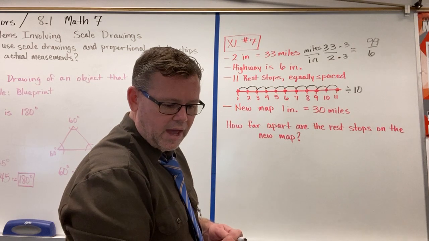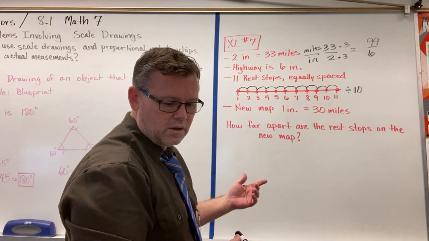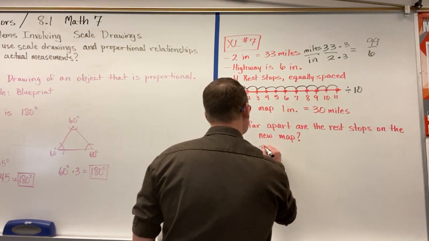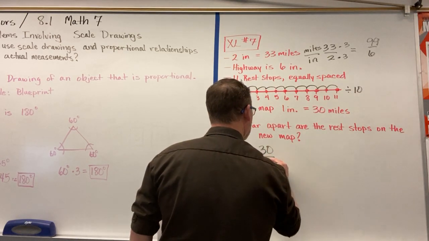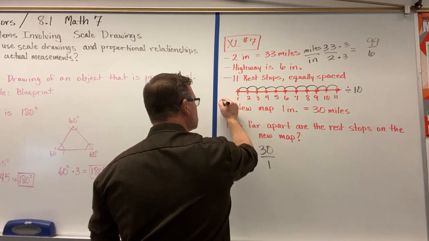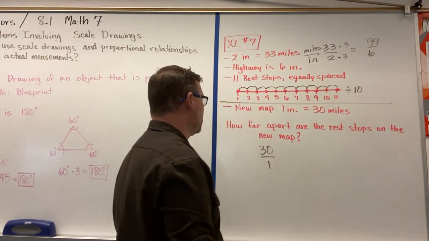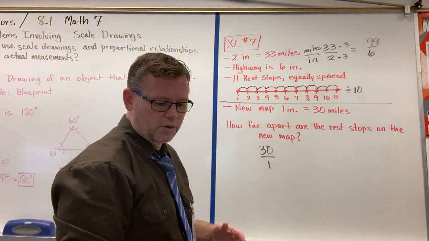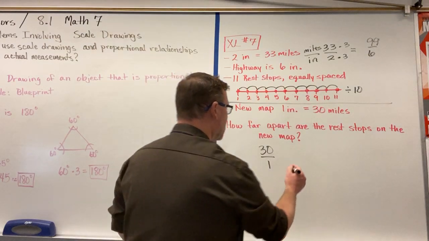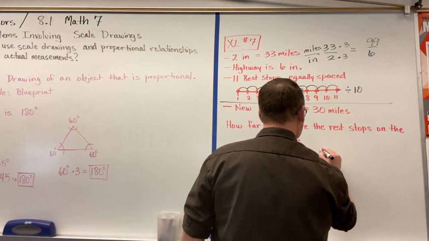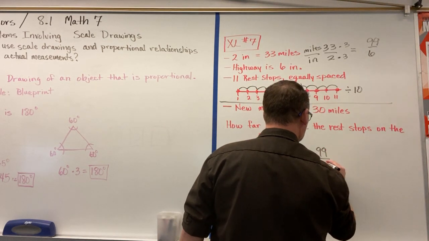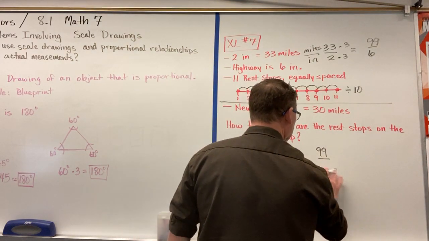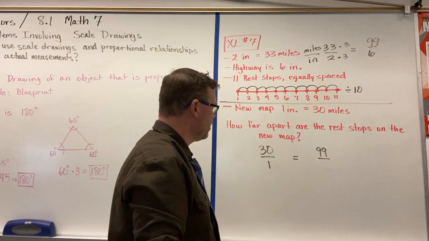That highway is 99 miles long, okay? So once I found that, and that I was going to divide by 10, then I took the 30 miles and 1 inch. That's my new ratio, the one they're talking about for the new map. And they want to know how far apart the rest stops are on the new map. So it's 30 miles, right? I put that equal to the ratio we just found, the 99 over 6. Oh, sorry, just 99. We don't need the 6 inches anymore because we are going 30 miles per 1 inch.